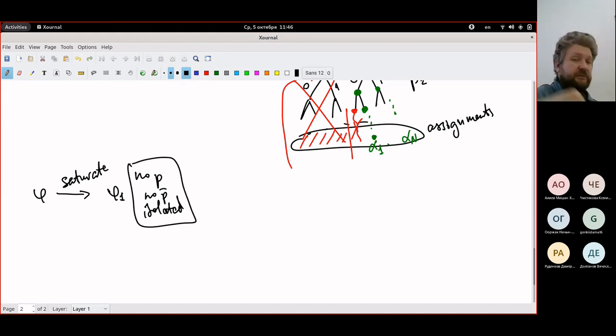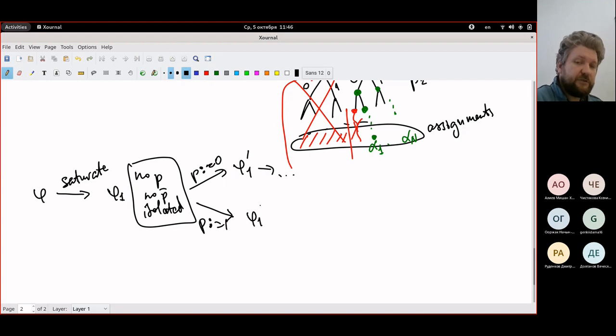So in this case, what did we do? We said, okay, let P be 0, and this is going to be phi 1 prime, and then you proceed by induction, right? But here you can also say that P could be equal to 1, and you will get another version of phi, and you will get other satisfying assignments, right? So in the solution in your homework, you just took one of them in order to obtain the satisfying assignment, but here you should try both ways. And both of them will be fruitful, because this is satisfiable, and this is also satisfiable.